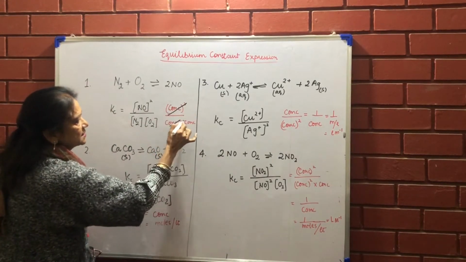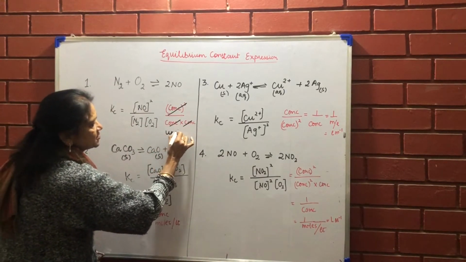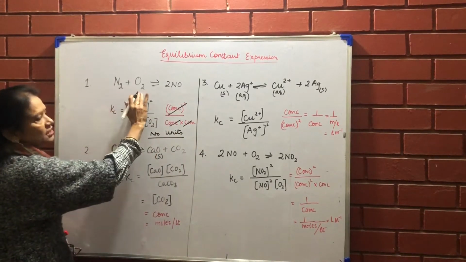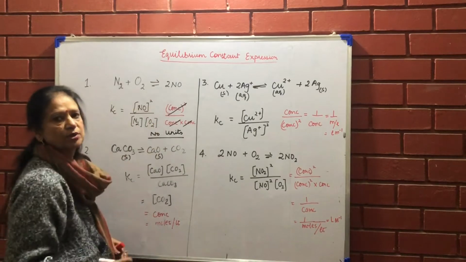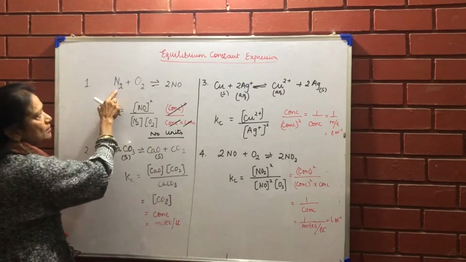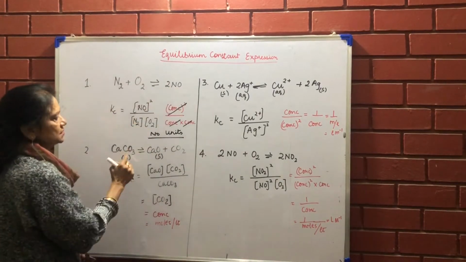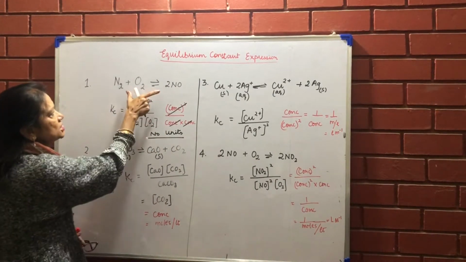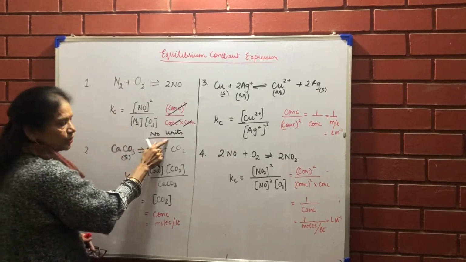This means this compound has no unit. This reaction has no units, because the number of moles on the left hand side is equal to the number of moles on the right hand side. 1 mole plus 1 mole is 2 moles. So if on both the sides the number of moles are the same, in such a reaction Kc will have no units.